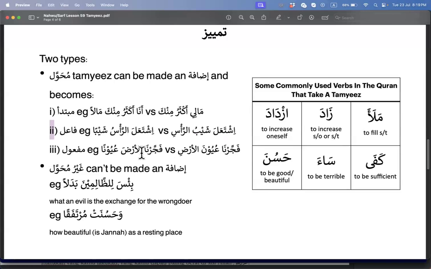Okay. Here we have fajjarna. What kind of word? This one fi'il madi, nahnu. Yes, nahnu. And then al-ard, the what? Maf'ulun bihi. Yes. And then uyunan. Tamyiz. I don't know also. Yes, this is tamyiz. What's the translation?